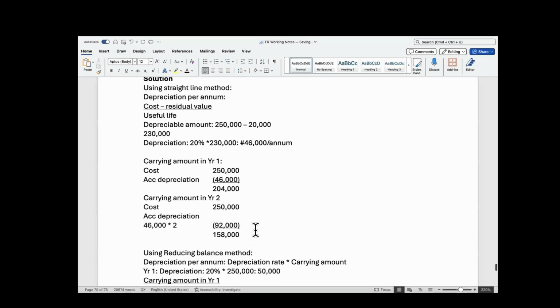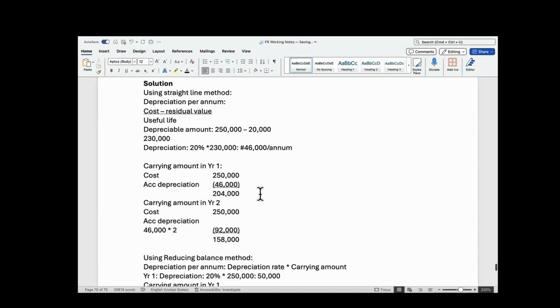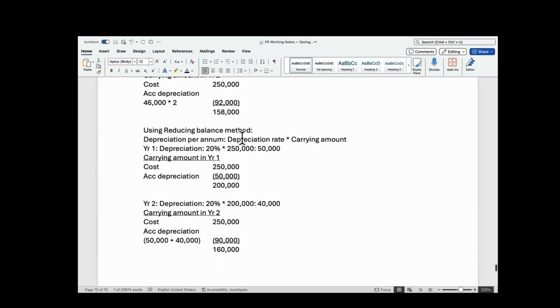I can go on and on. You can see the difference in the methods. These apply the rate straight on the depreciable amount, and it doesn't change every year. These apply the rates on the reduced amount, on the carrying amount, and the depreciation reduces every year.